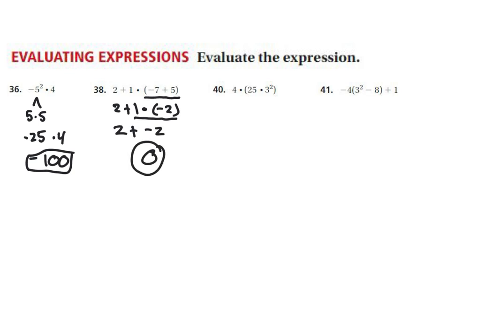For number 40, we'll do parentheses first, and inside the parentheses, we have an exponent. 3 times 3 is 9. So now we have 25 times 9 inside our parentheses. 25 times 9 is 225. And then we would do 225 times 4 is 900.